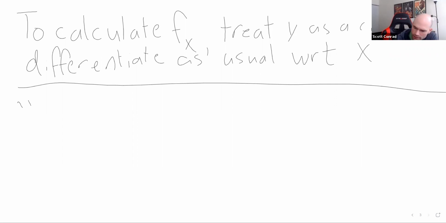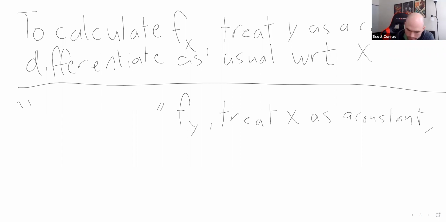And the same thing to calculate f sub y. Now we treat x as a constant. And then we differentiate as usual, now with respect to y.